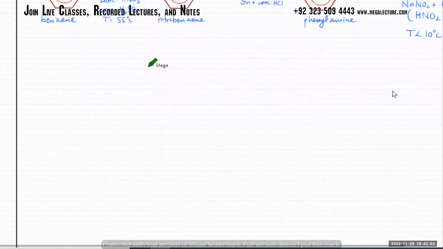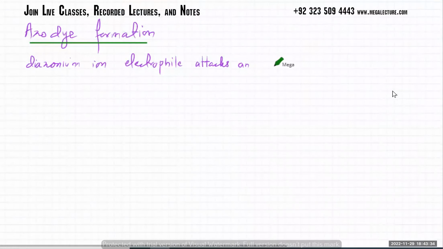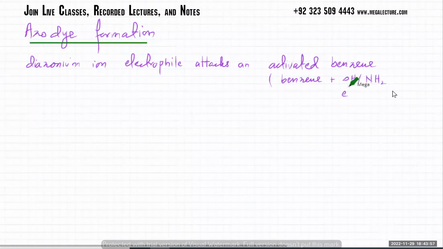So the next thing that happens is कि वो जो azo dye formation है ना. So the azo dye formation: the electrophile, the diazonium ion electrophile, attacks a benzene. It attacks, or it's attracted to an activated benzene. ठीक है, activated benzene का मतलब है कि benzene with OH or NH2. Or we can say any electron donating group.